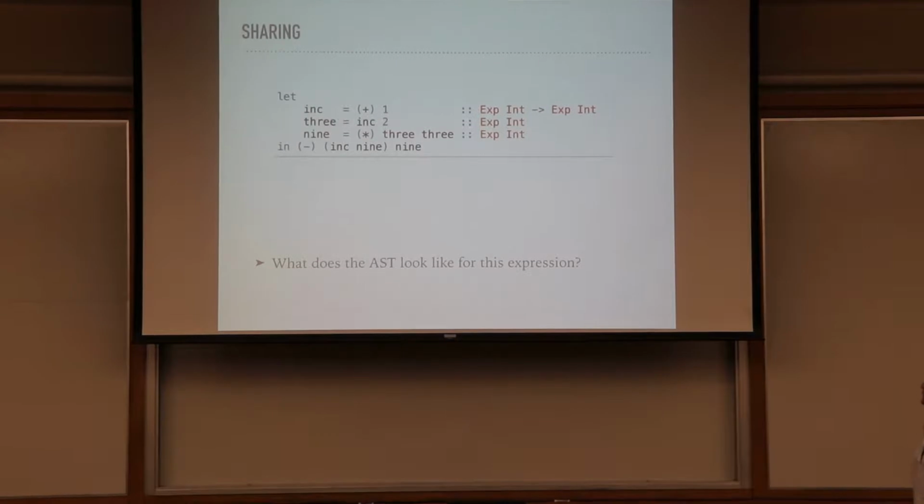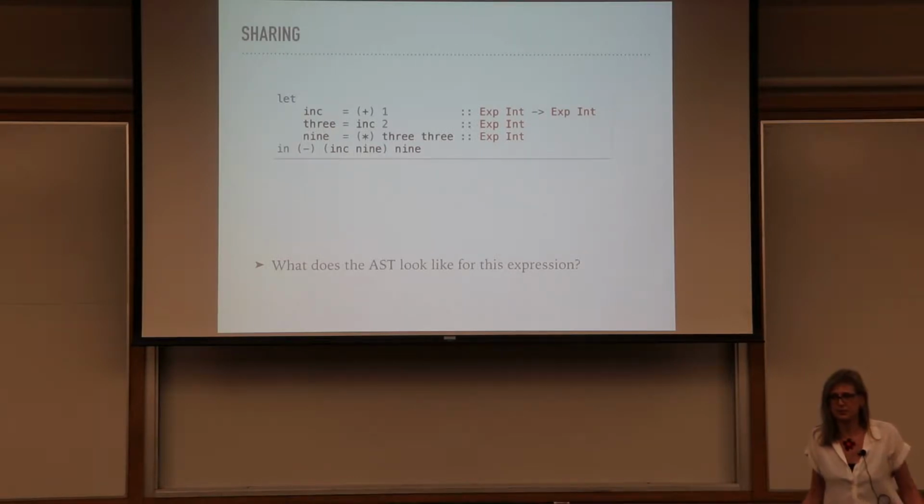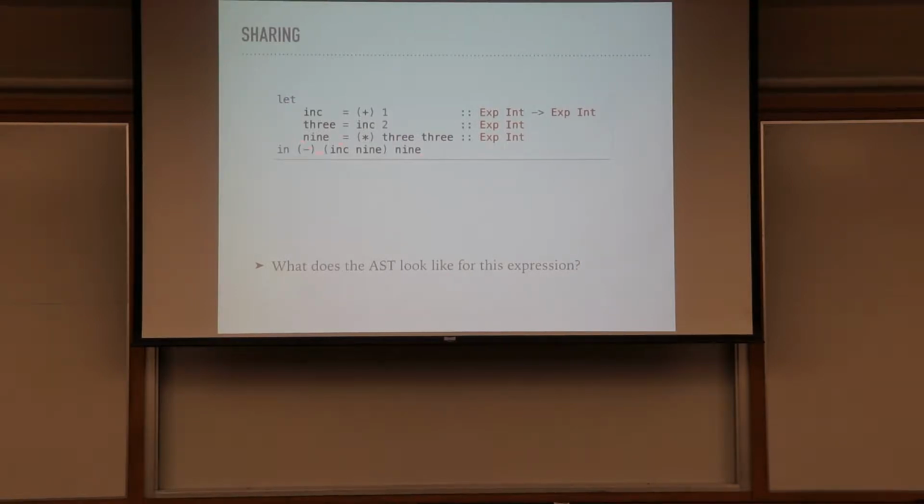And try to think about what the abstract syntax tree for this expression would roughly look like in Accelerate, judging from what we know so far. So we define this +1 function here. We use it here to calculate 3, and then use 3 here twice, and then in here we reuse the +1 function, and we use 9 a couple of times.